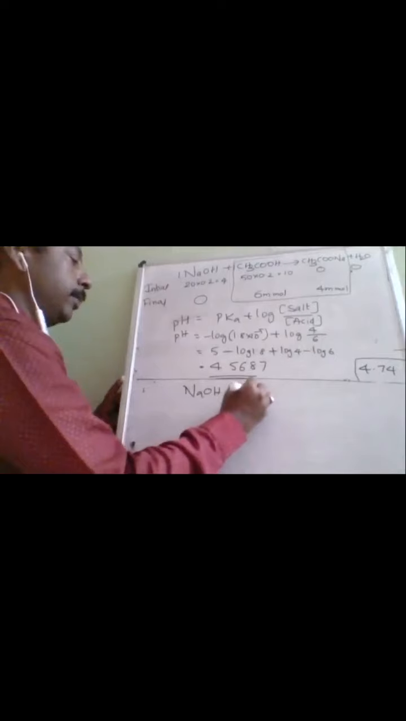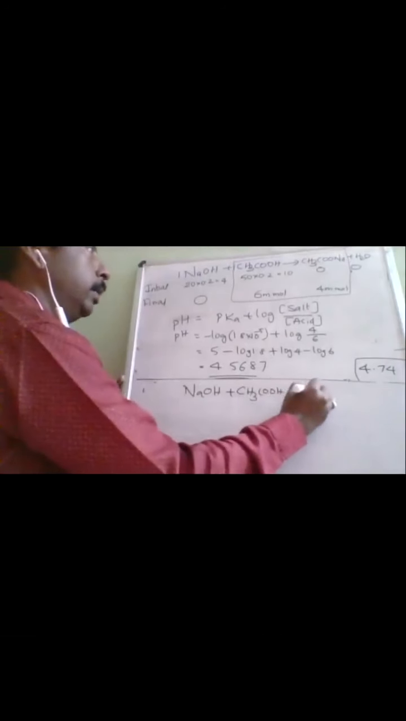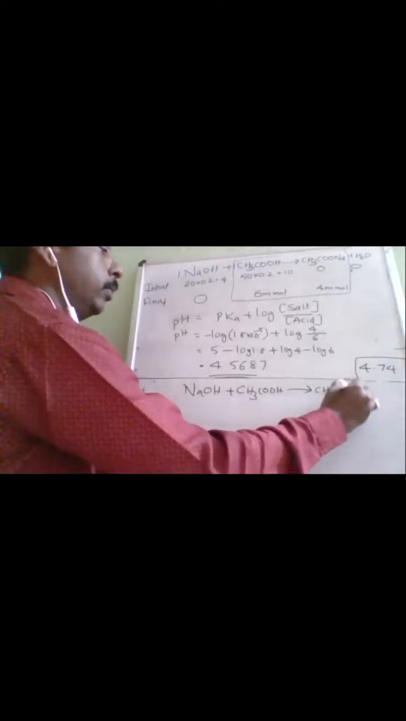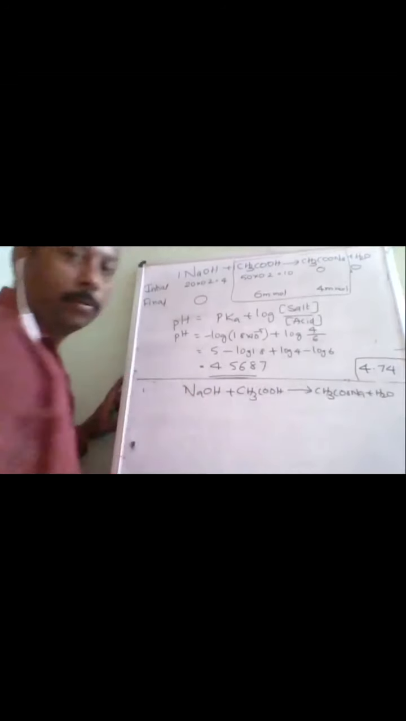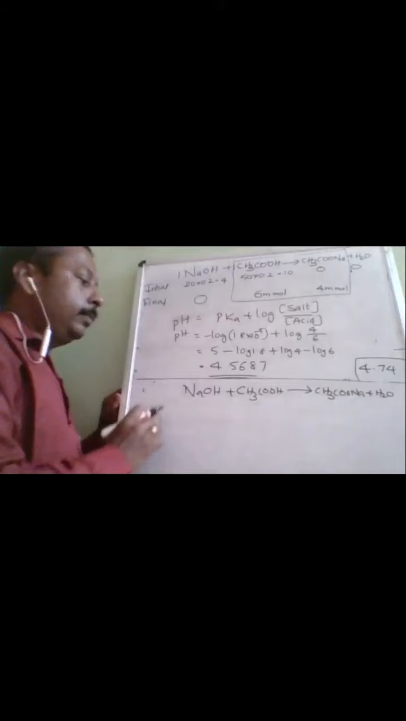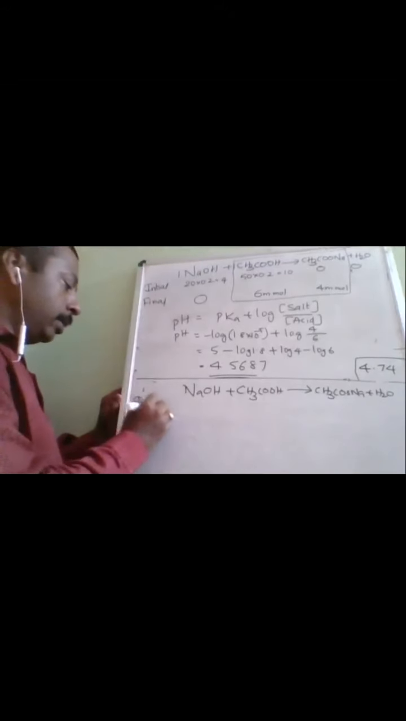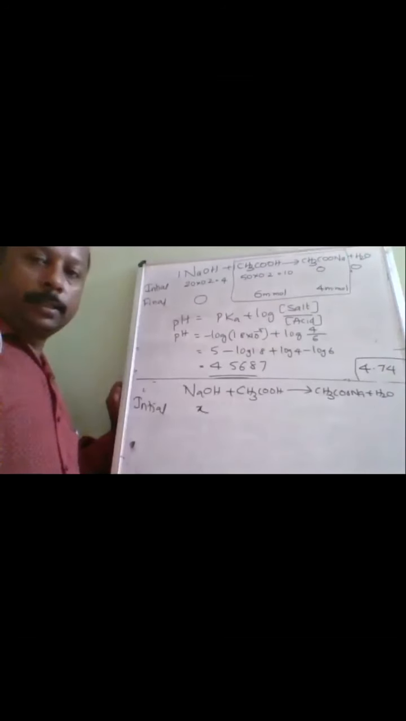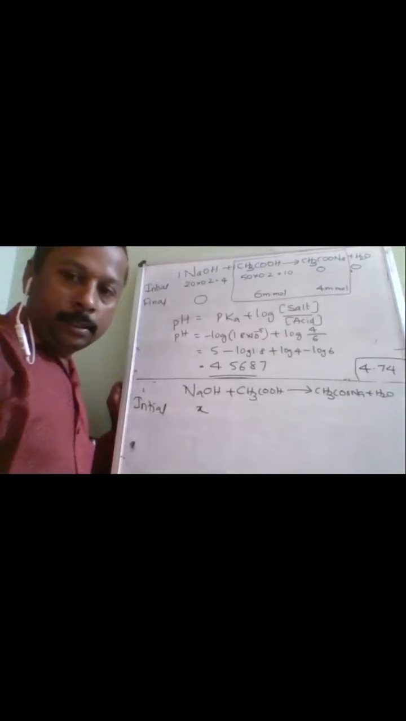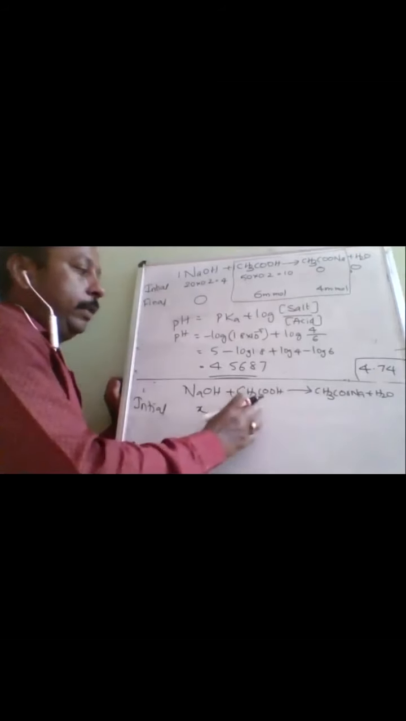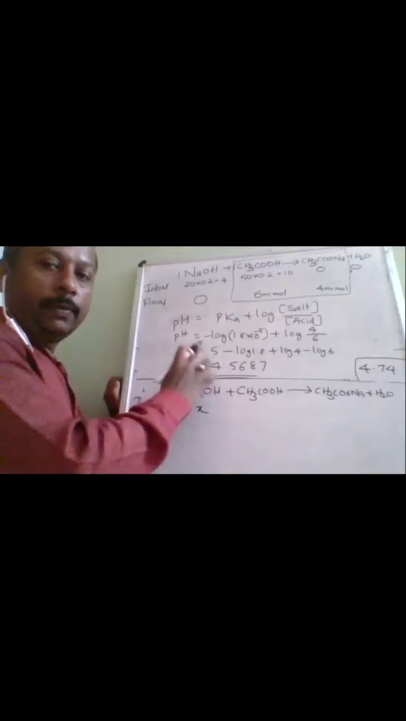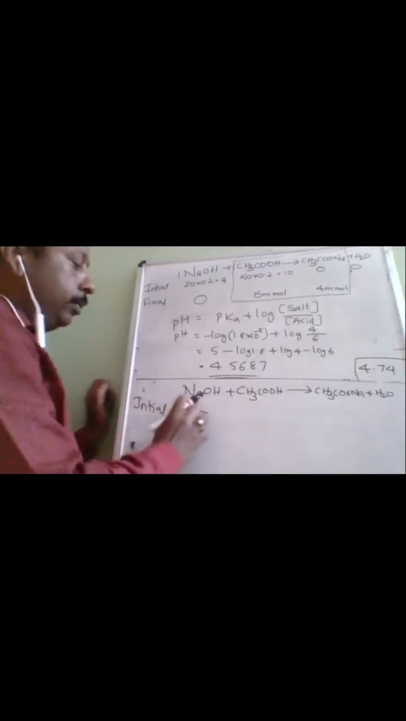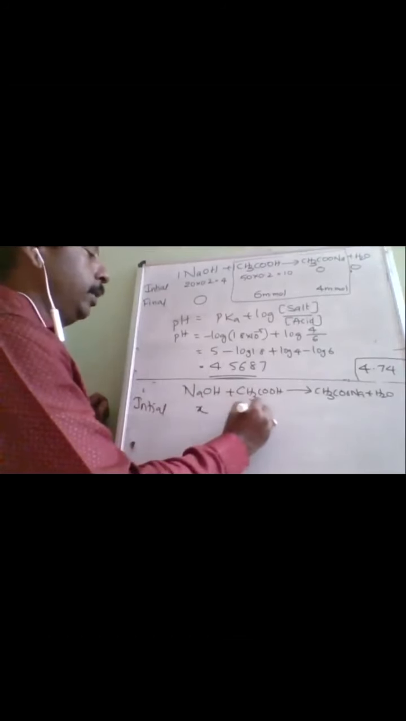I will write the same reaction again: NaOH plus CH3COOH will give you CH3COONa plus H2O. Now in this one, the initial amount of NaOH we don't know. For time being, I am taking it as X. Then I will find the value and subtract. So X here, and here it is 50 into 0.2, and this is 0, this is 0.